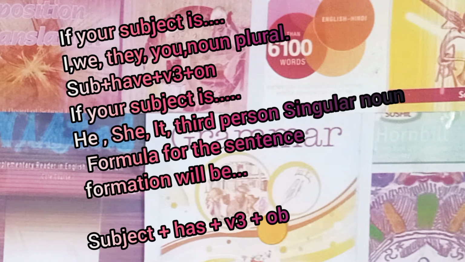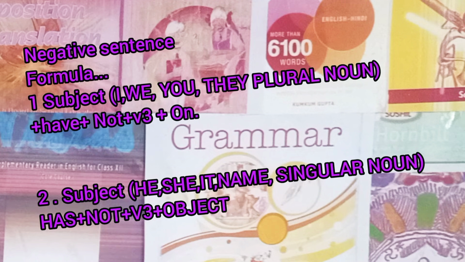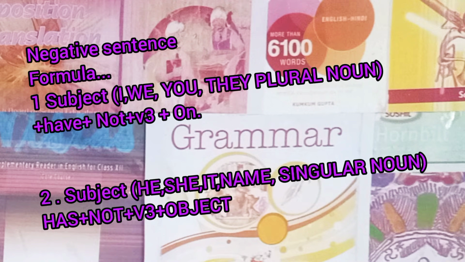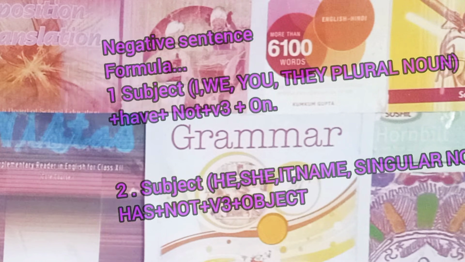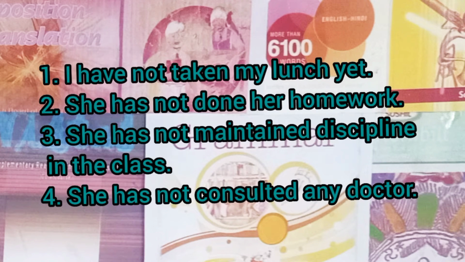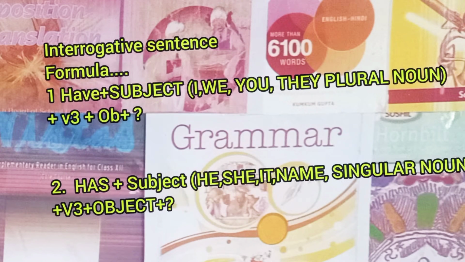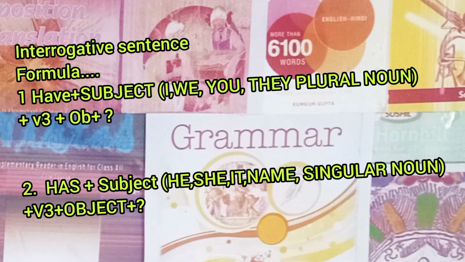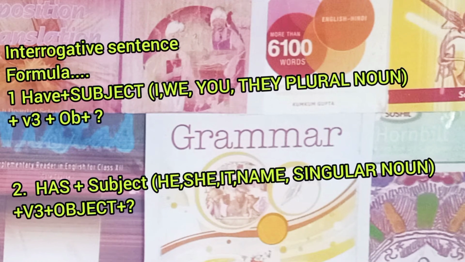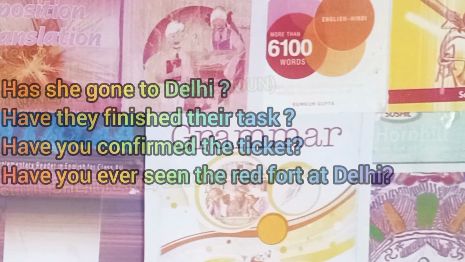Negative sentence: subject plus has or have, not, third form of the verb and object. There are some examples along. Now see interrogative sentences, how we can ask the question by using has and have, the helping verb. So the formula is has or have, then subject, then third form of the verb, then object. These are the examples.